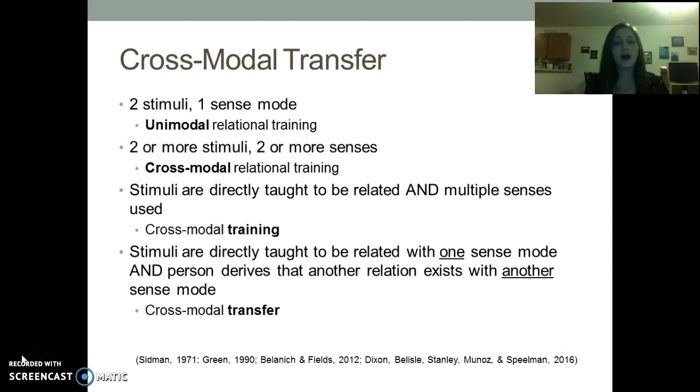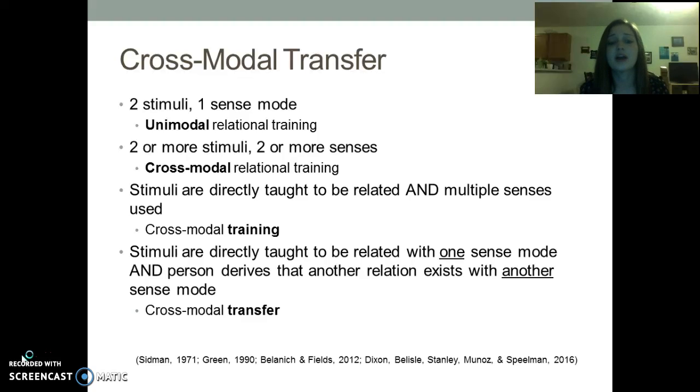Now, before I go on and discuss my study in particular, I want to just discuss one more concept that's super complex. So when you teach that 2 stimuli are related and you use one sensory mode, then that is referred to as unimodal relational training. When you use 2 or more stimuli and say that these are related, and you use 2 or more senses, this is called cross-modal relational training. When stimuli are directly taught to be related and multiple senses are used, this is cross-modal training, so you're directly training that things are related.